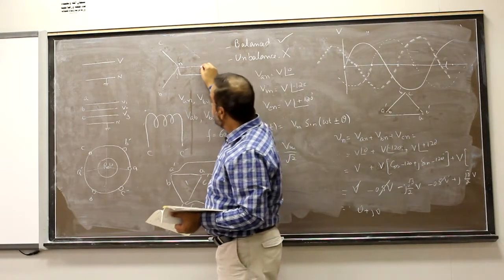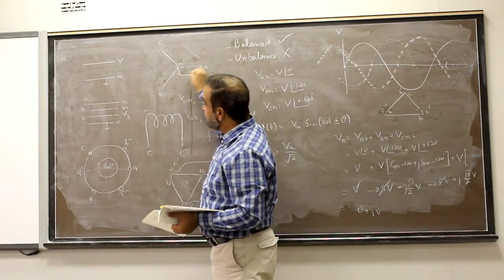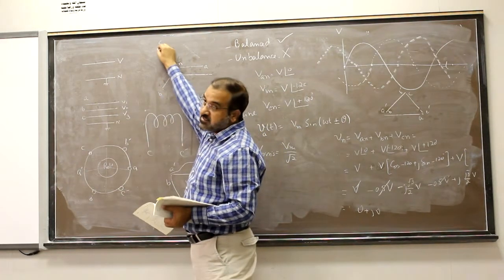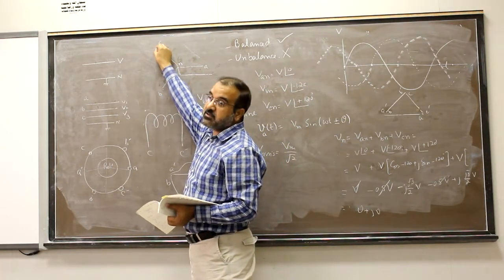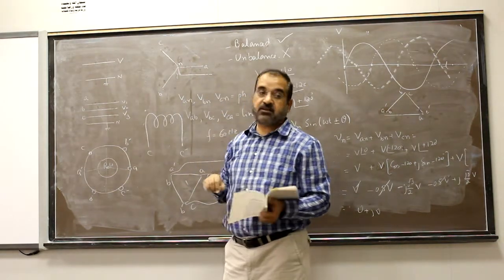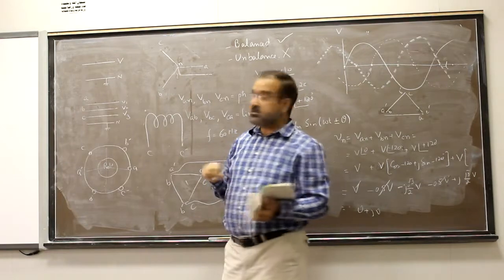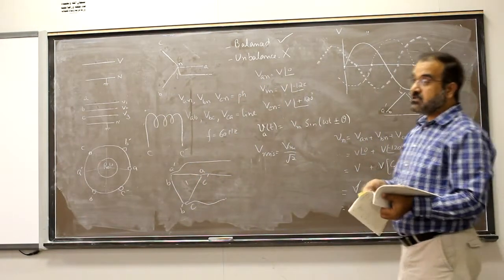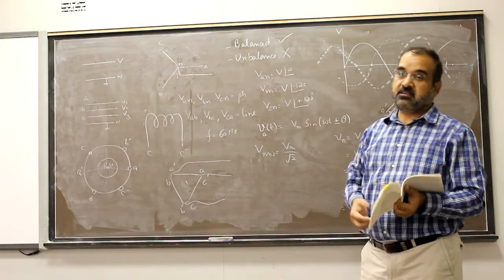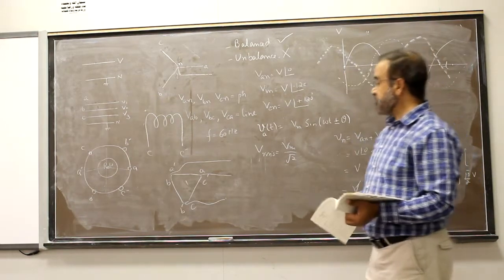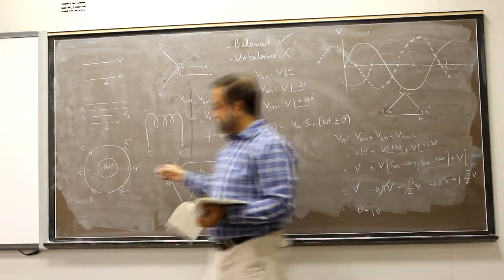So the voltage between this and this will be known as line voltage. The voltage between this and this will be known as line voltage. But how will you calculate that line voltage? For this, you have to consider the internal structure of the generator, as I showed you over here.